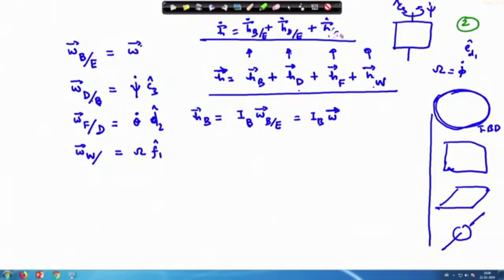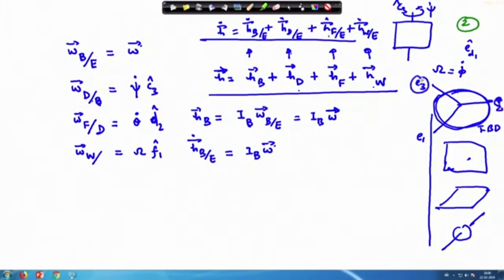Okay. H dot. Okay, so you can see that we have written all of them with respect to, means we are considering the free body diagram. So therefore, H dot B slash E will be written as I B times omega. There is a frame fixed into this which we are writing as E 1, E 2 and E 3. This is your body frame attached to the main body, this B.